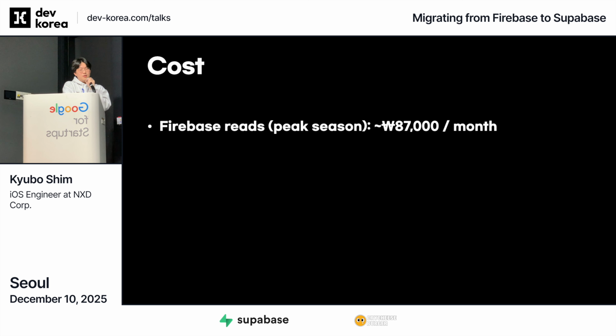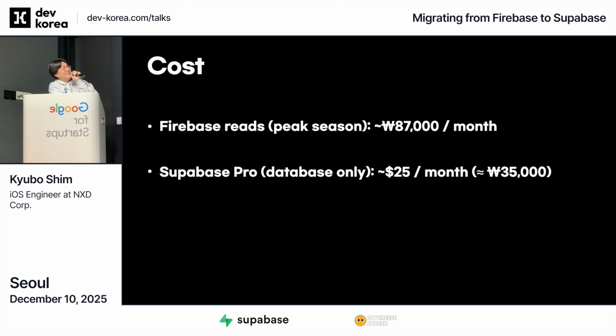But when we changed to Supabase, the cost went down. When we subscribe to just one Supabase Pro plan, it only costs $25. It was about 60% less.